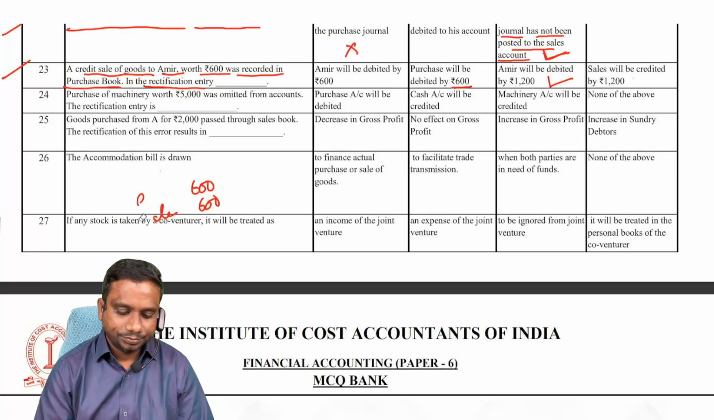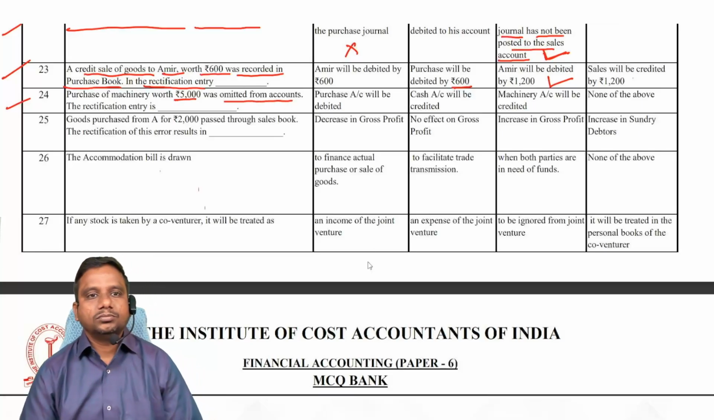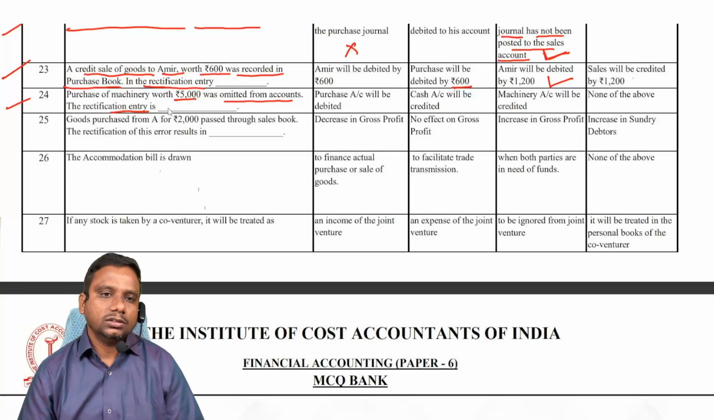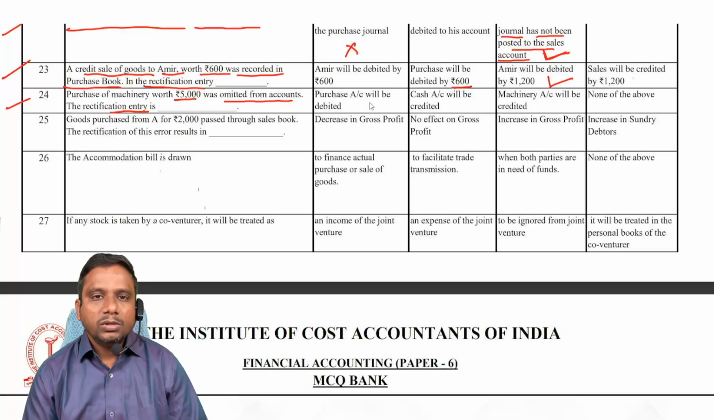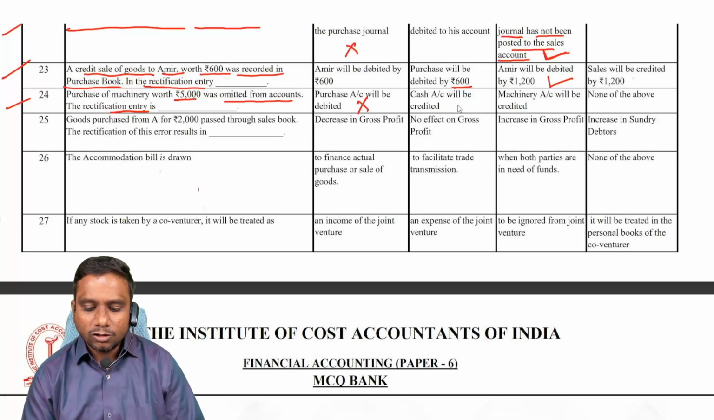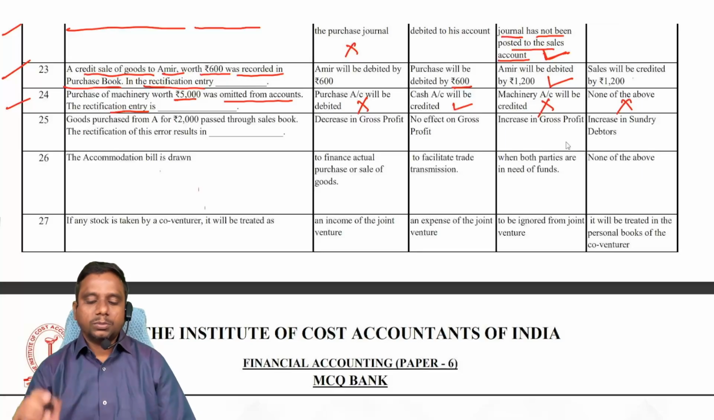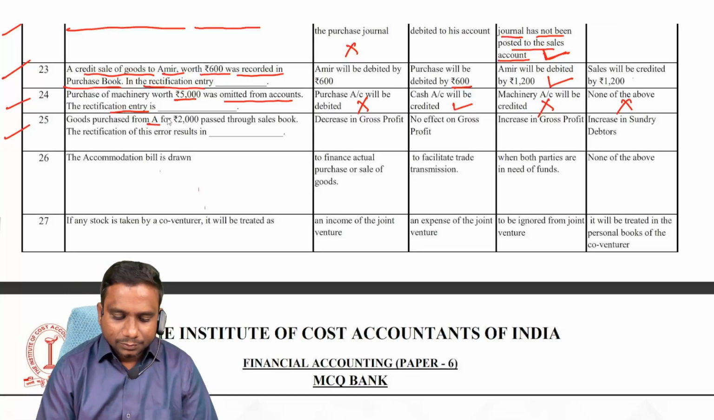Next one. Purchase of a machinery worth 5,000 was omitted from accounts. We have purchased a machine, but it is not yet entered in the books of accounts. The rectification entry will be simple. Now we debit machinery account, and cash account or bank account is credited. Purchase account will be debited? No. Cash account will be credited? Yes. Machinery account will be credited? No. None of the above. No. Option B is correct.